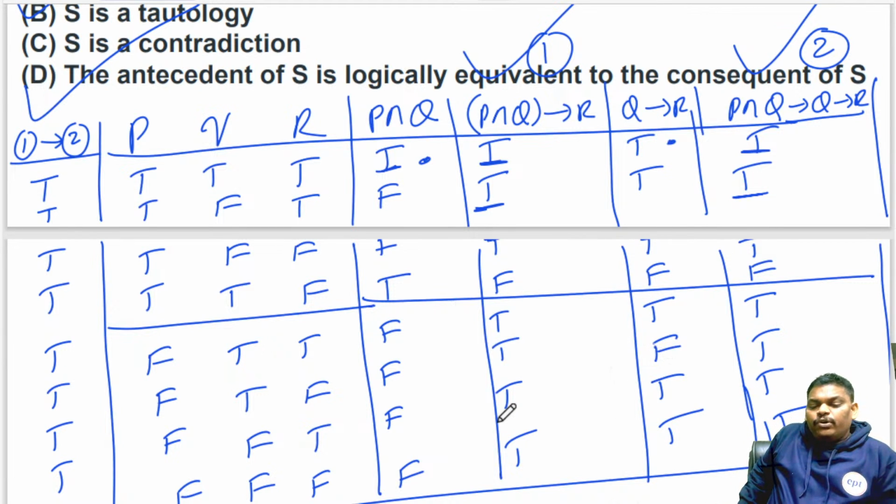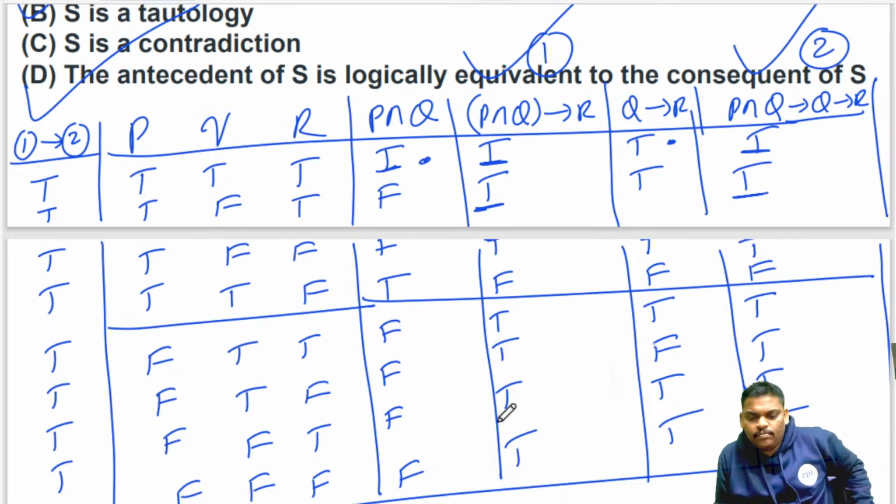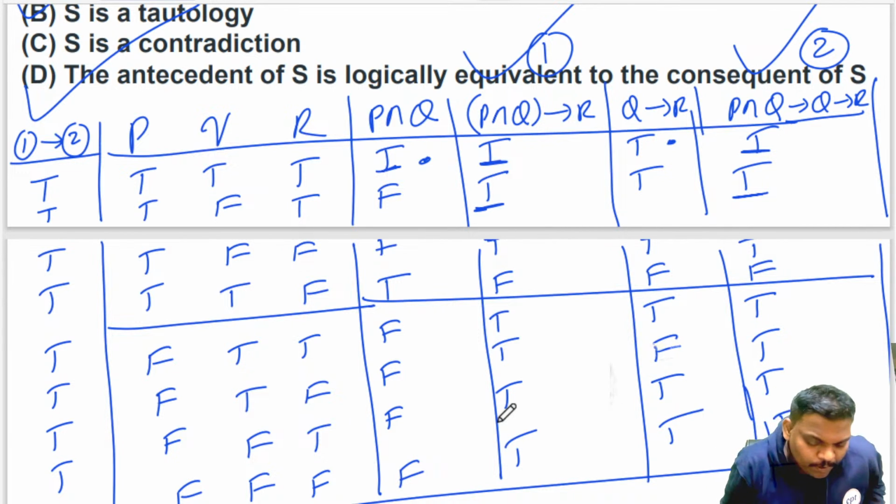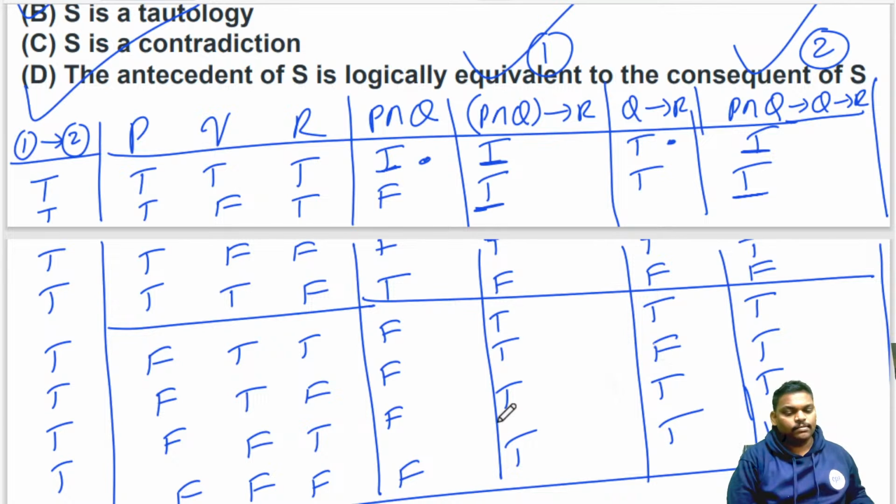If two are equal and you do implies, you will get a tautology. Two equal means it is actually double implies. Two things that are equal, 1 and 2 equal, that means 1 implies 2, and 2 implies 1 also. Equal, you do implies, you will get a tautology.